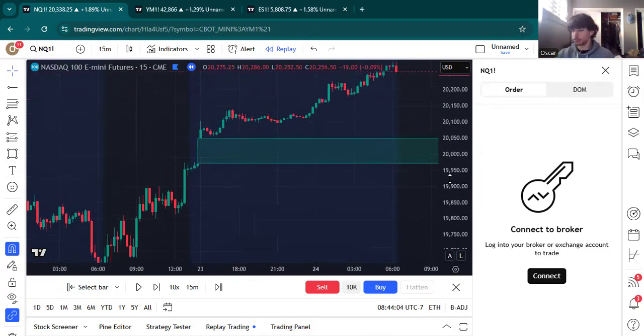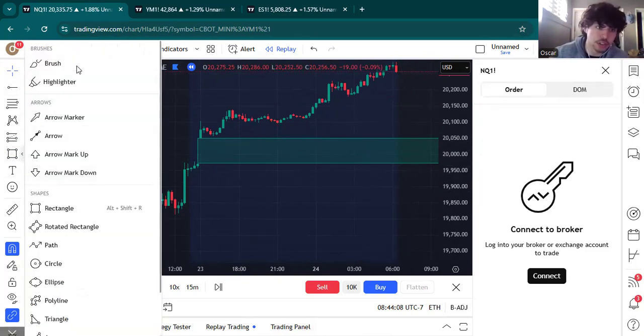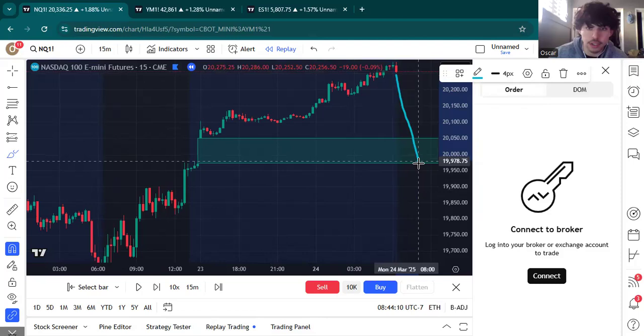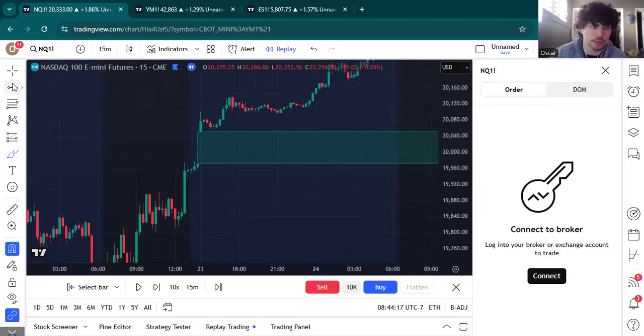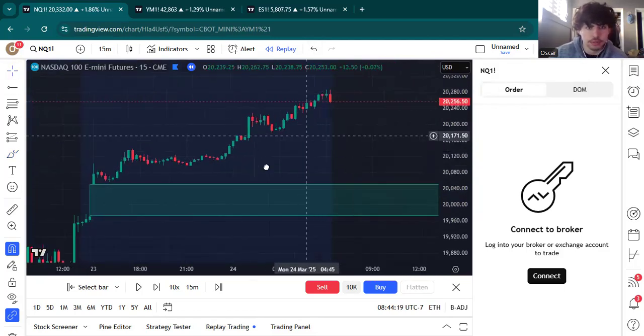But what I also could see happening here was price coming to fill in this little gap right here and then make its move down, or fill it and then come back up. But that's not what happened.